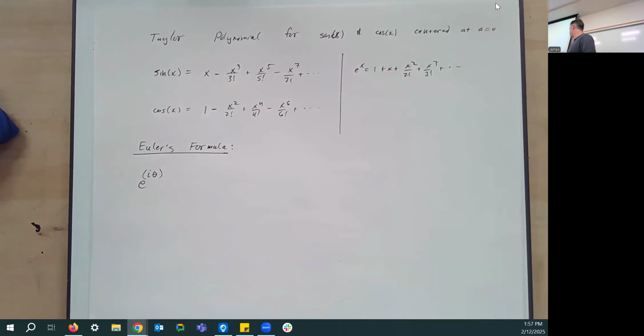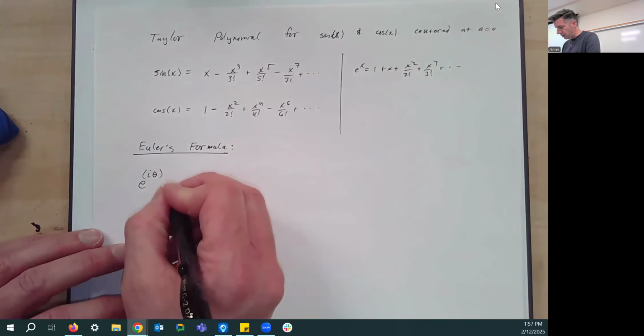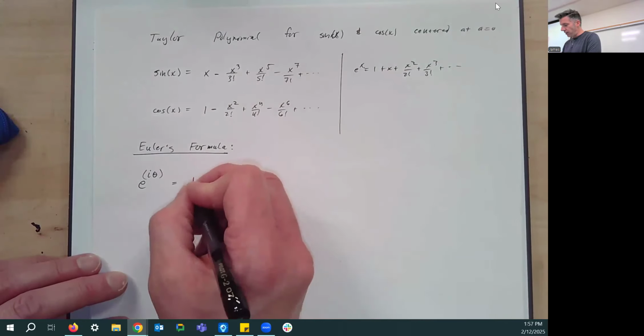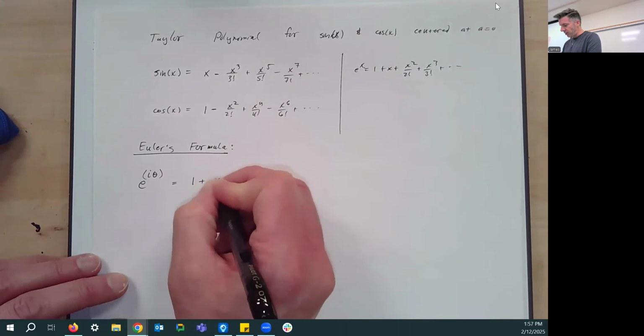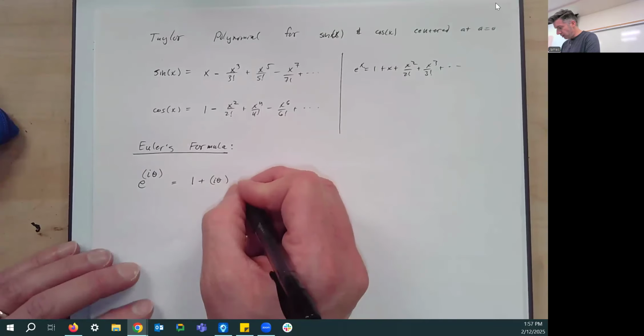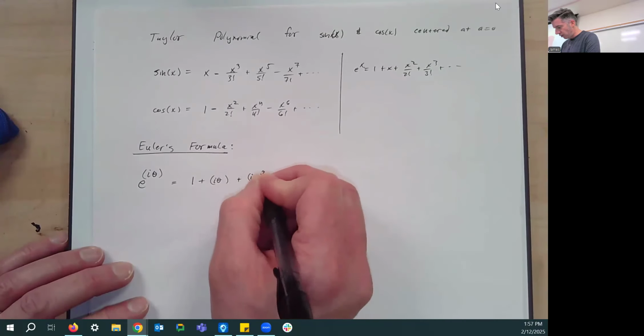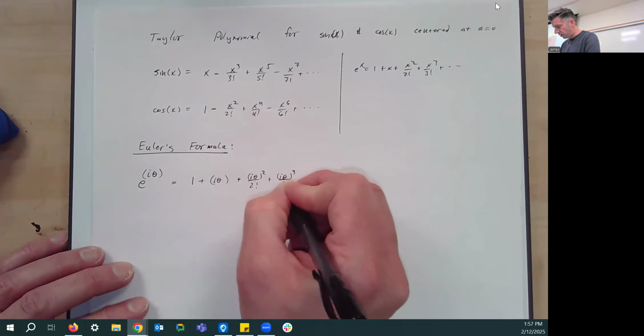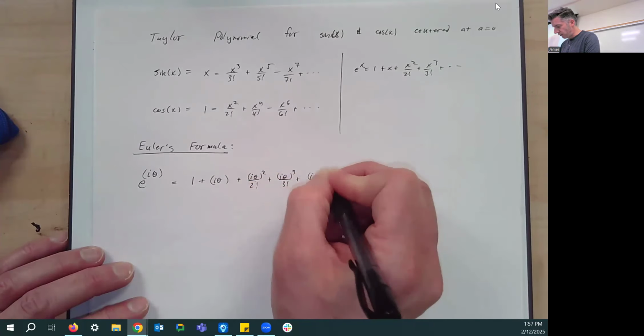I'm going to try and do this quick because I have 3 minutes. So here's what we're going to get. We're replacing every x with i times theta. So we're going to get 1 plus i times theta. I'm probably going to write out like 9 terms here. Plus i times theta squared over 2 factorial plus i times theta cubed over 3 factorial, plus i times theta to the 4th over 4 factorial.